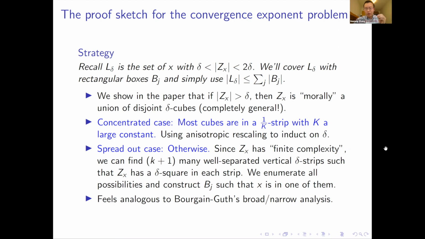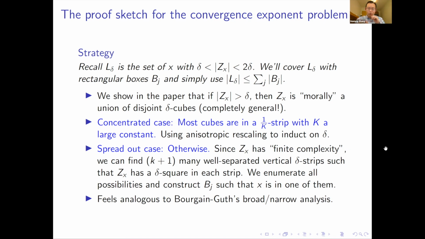We analyze each point x such that the stationary set is between delta and 2 delta, actually when the stationary set is bigger than delta. And we need to understand the stationary sets. So as you can see in the first item, we first show that if the stationary set has measure at least delta, then it is morally a union of disjoint delta cubes. So you cannot get a fractal shape, for example. The reason behind this is that Z of x, the stationary set, has finite complexity that I haven't talked about. And this is completely general that I probably wouldn't explain for now.